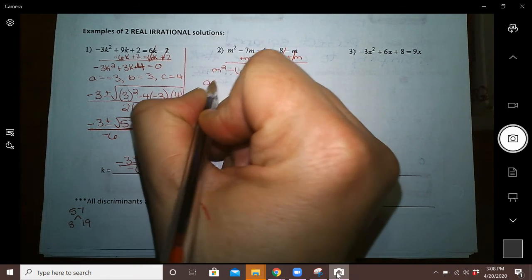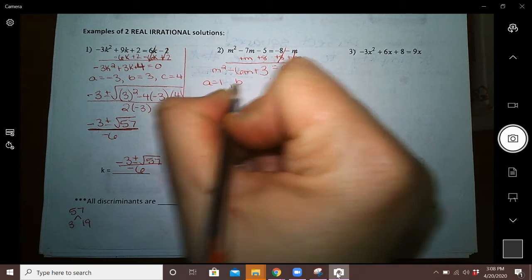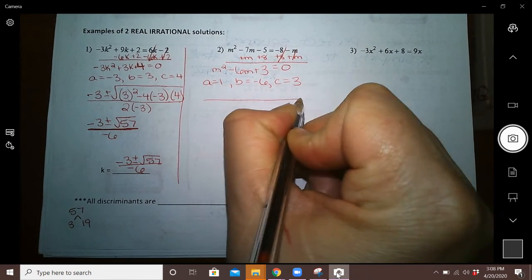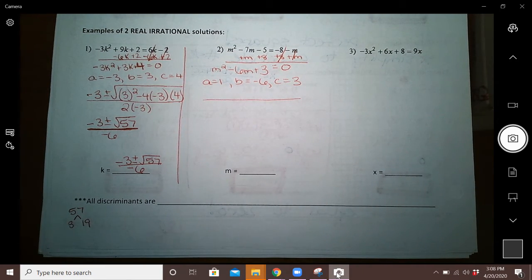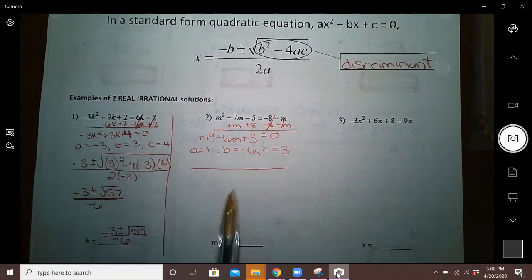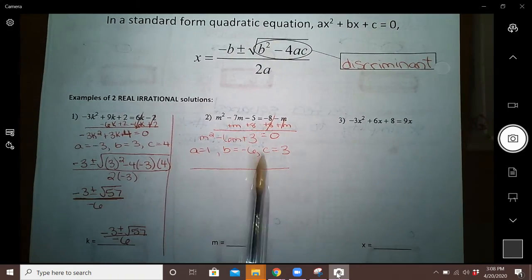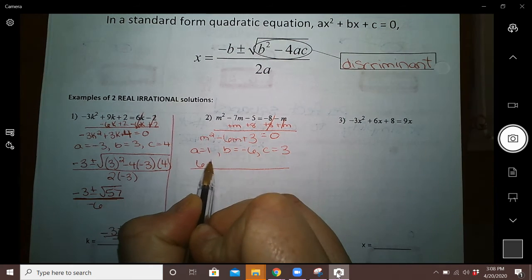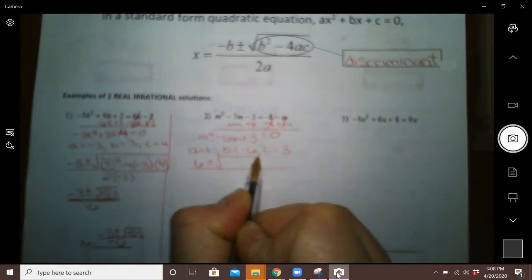So my a value is 1. My b value is negative 6. And the c value is 3. I'm going to put everything into the quadratic equation. I have my formula up here to help out. This calls for a negative b, so a negative of negative 6 is positive 6, plus or minus, big square root.